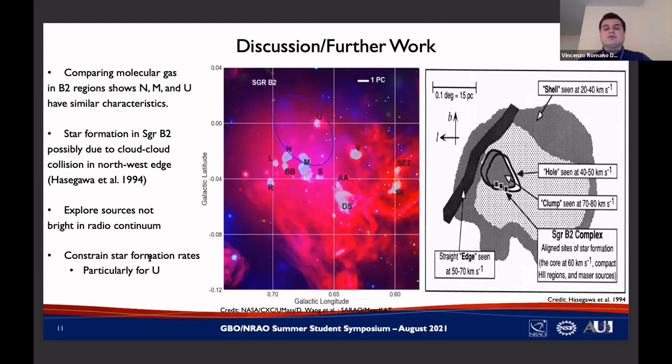Another thing that would be interesting would be to try to constrain the star formation rates in that region, to see if we quantitatively observe higher star formation in the cloud, which would bring this possible cloud-cloud collision model together a little bit more.